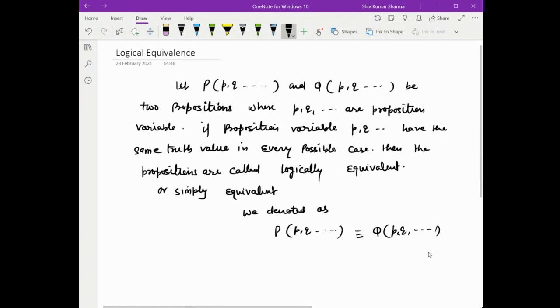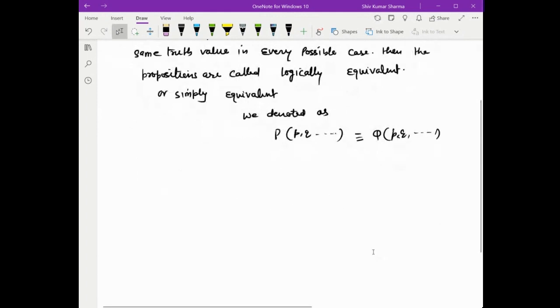So first we construct the truth table for capital P, then construct the truth table for capital Q. Then we check both the columns having the same truth value. If both the columns have the same truth value, we can say that the 2 propositions are logically equivalent.